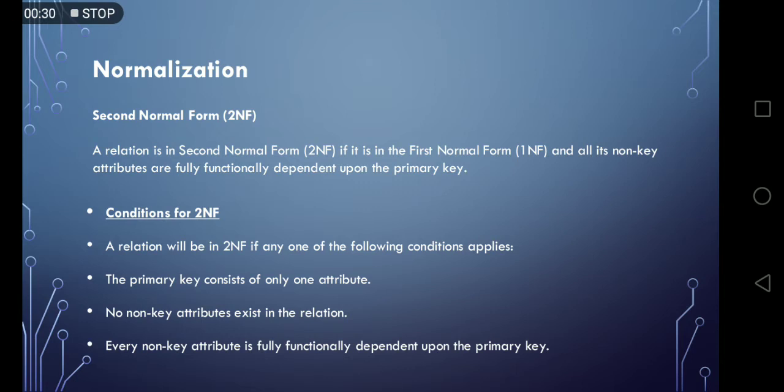Conditions for second normal form. The primary key consists of only one attribute. No non-key attribute exists in the relation. Every non-key attribute is fully functionally dependent upon the whole primary key.